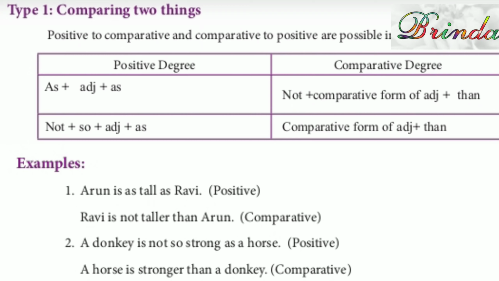And the word will have ER also. Okay, big, bigger, like that. For example, Arun is as tall as Ravi.